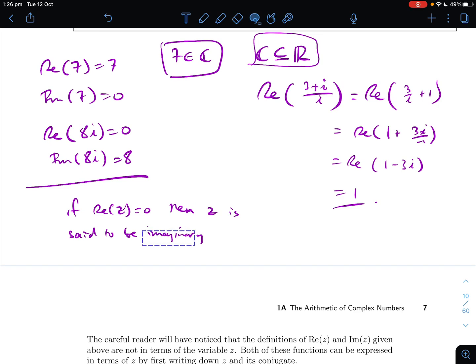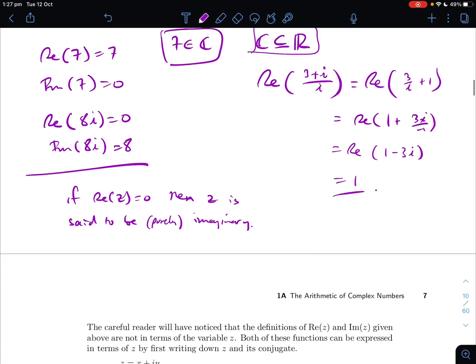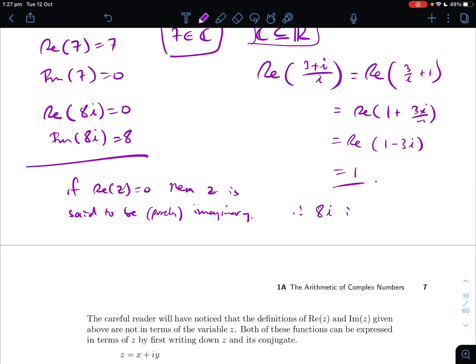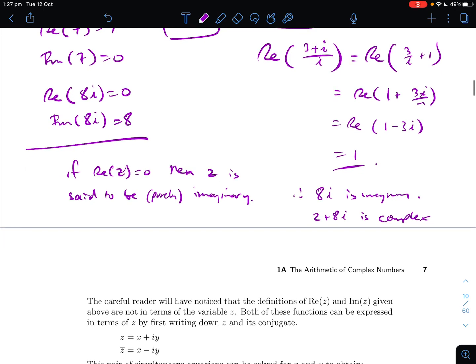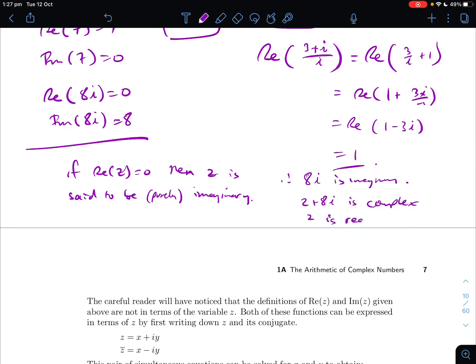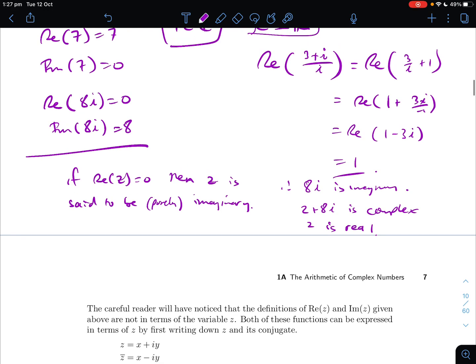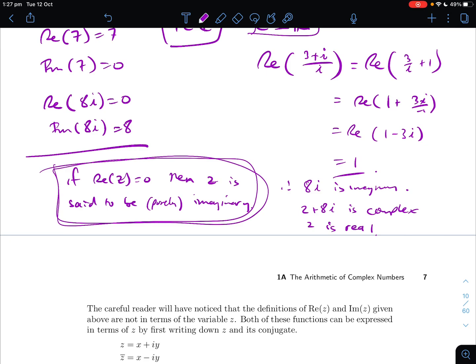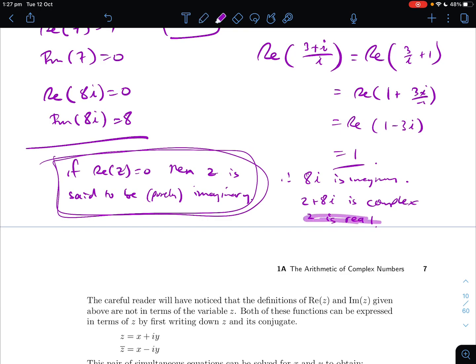It's often written as purely imaginary, i.e., therefore 8i is imaginary, whereas 2 plus 8i is not imaginary, it's complex. And 2 is also not imaginary. 2 is real. This is an important idea here, that for a number to be purely imaginary, it needs a real part of 0. For a number to be purely real, it needs an imaginary part of 0.